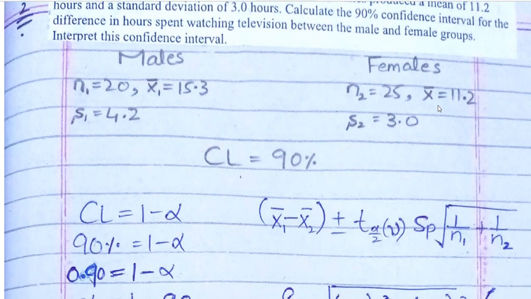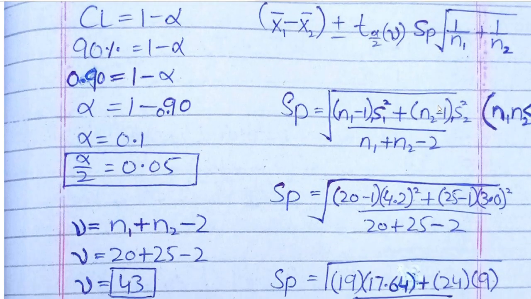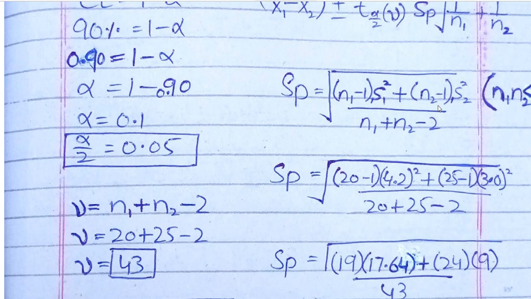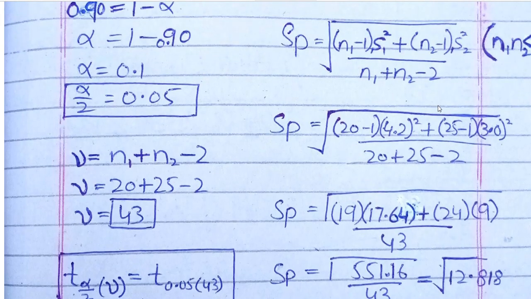We have got a 90% confidence interval. So the confidence level is 1 minus alpha, which is 90%. Here we don't need Z alpha because T will be used. Nu here in this case will be N1 plus N2 minus 2 and its value is 43. Now the value for T alpha by 2, nu is 1.16.